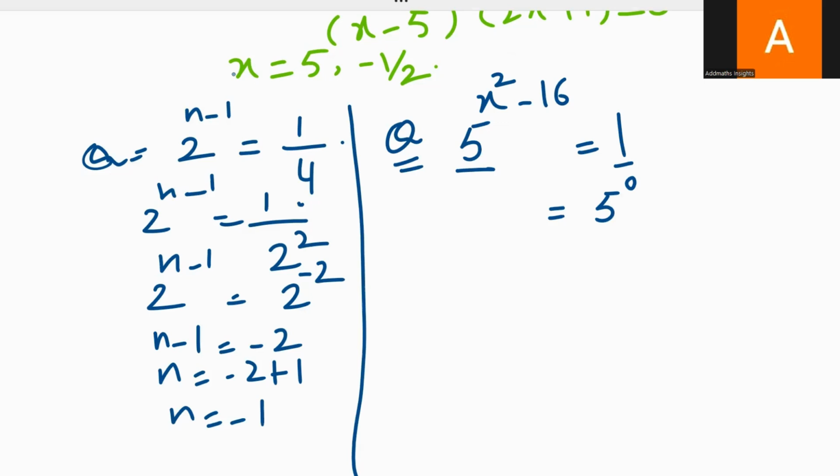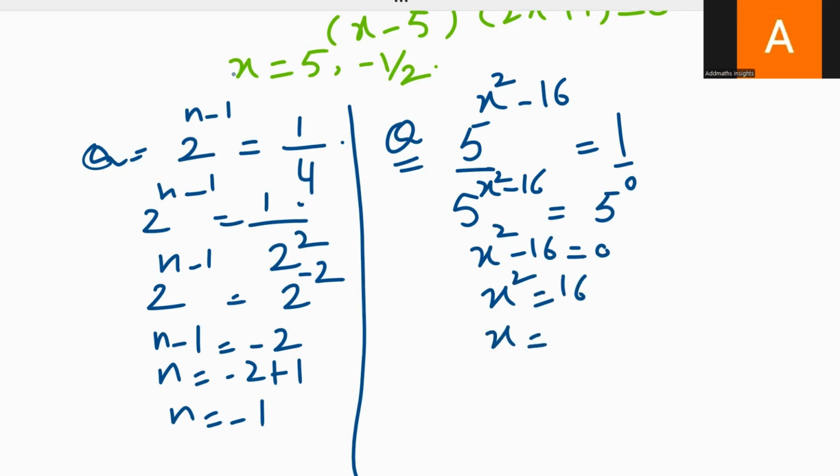So instead of 1, you can write 5 raised to the power 0. I am writing 5 here because the base on the left-hand side is 5. So you can write 5 raised to the power x squared minus 16 is this. Now the bases are the same, so you can write x squared minus 16 is 0. Then make x the subject: x squared is 16, and we take the root on both sides. When you take the root, you are supposed to put a plus and minus sign, so x is plus or minus 4. So this is how you can solve exponential equations. Now more questions.